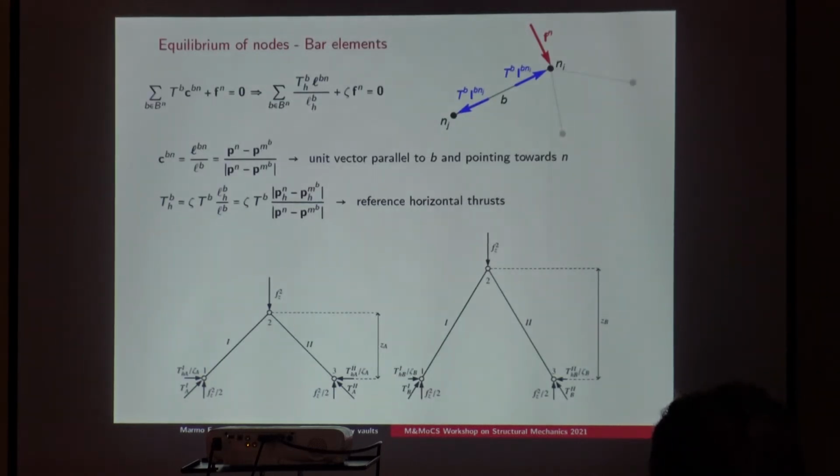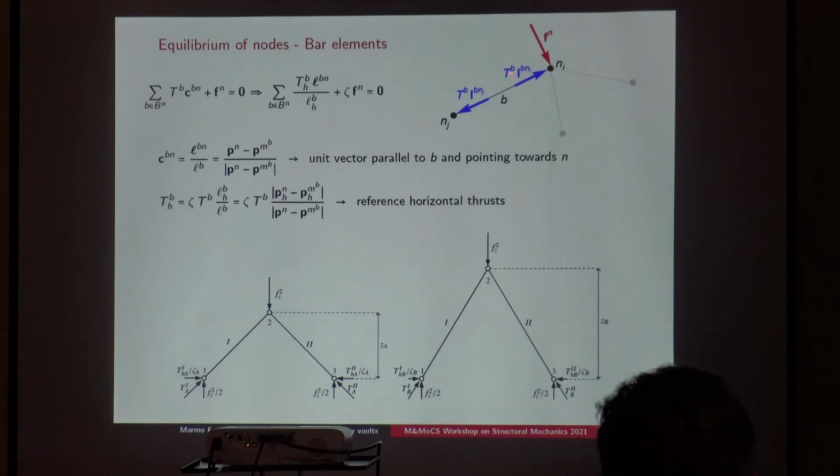And so how do we build the equilibrium equations that we use to solve this problem? We just apply an equilibrium written at nodes. So this is very easy to apply, and we have applied forces and thrust coming from the several nodes that converge to each node. Of course, this thrust is represented by the letter T, which is a scalar value, and C, which are the cosine directors of the branch.